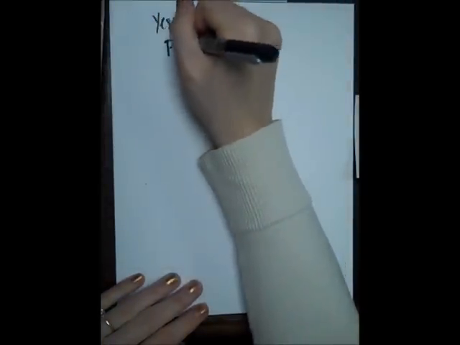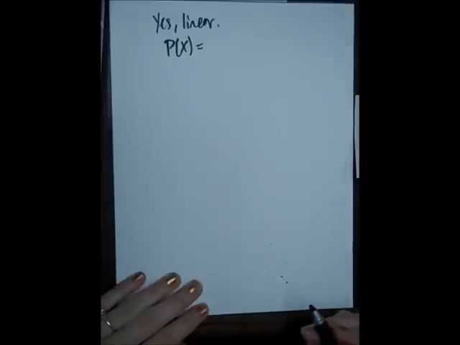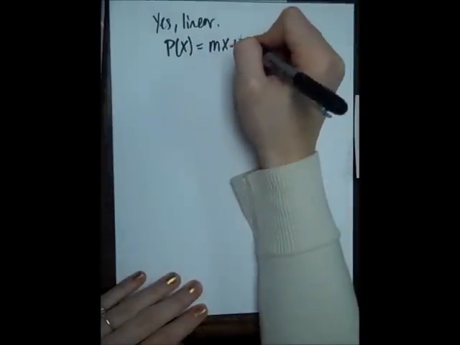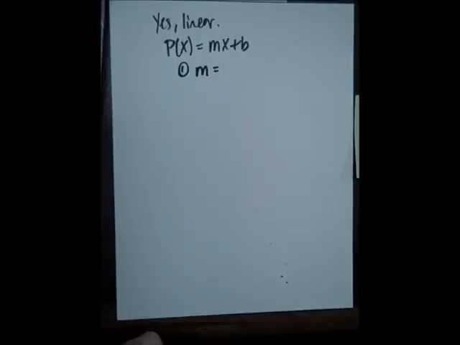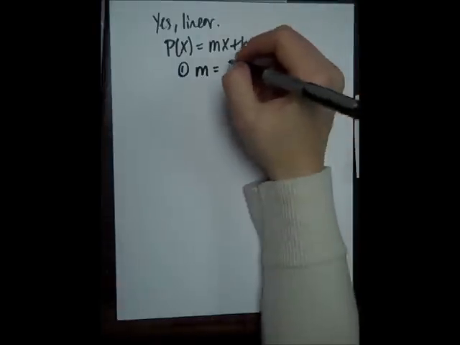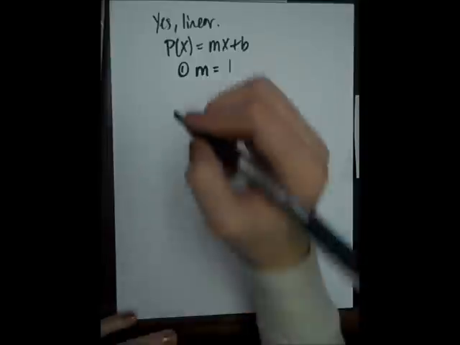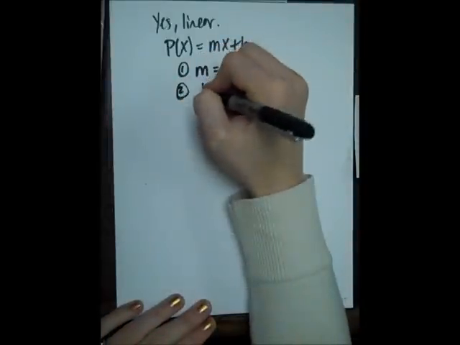Now let's find my equation for p of x. P of x is linear, so it has to be of the form mx plus b. First thing I'm going to do is find m. The rate of change, I already found that between any 2 points was 1. So I know m is equal to 1. Next I need to find b.